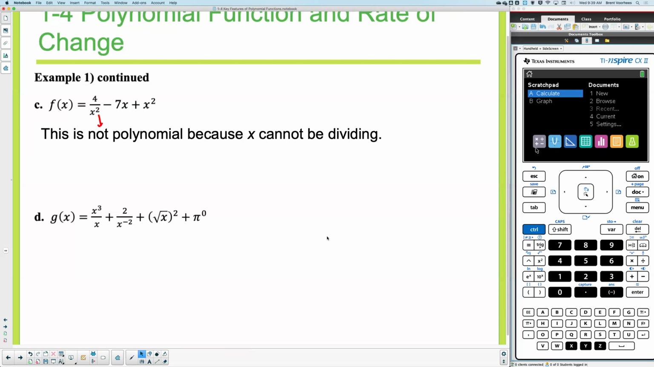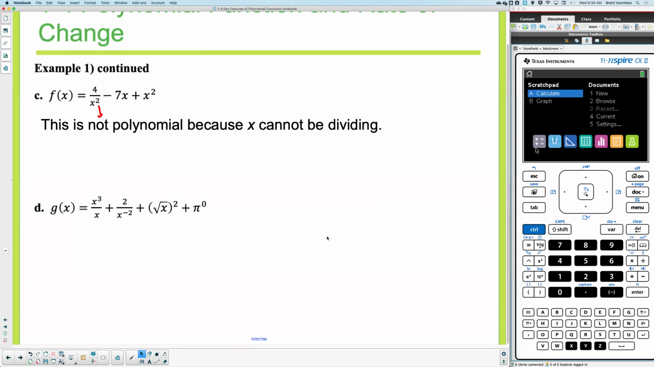Now, the next one, I'm going to tell you right now, it's a trick problem because we need to first simplify. Let's simplify g of x. Okay, so how could I simplify g of x? I could say g of x equals, what's x cubed divided by x?